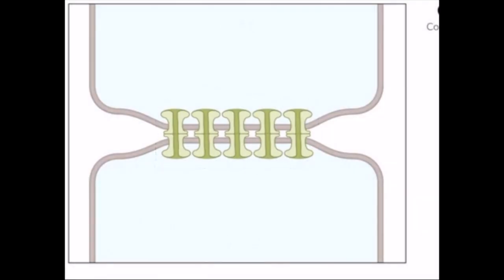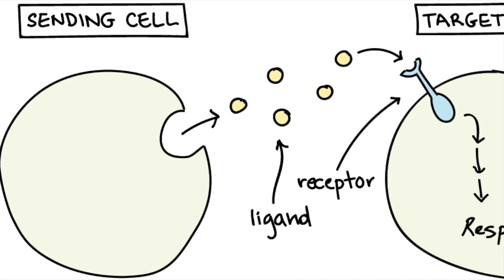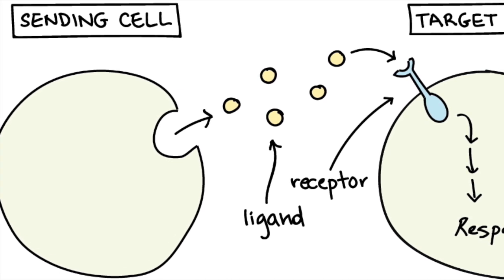Now, let's take a closer look. So what happens is these connexins open and close to transfer the signals between the cells when needed. Now we're going to talk about the next type of communication, which is contact-dependent signals. As the name suggests, the cells must be close to each other.